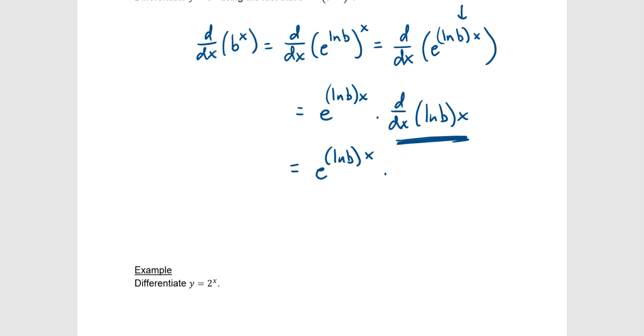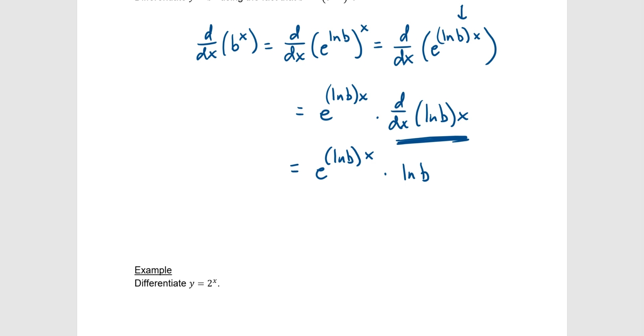So we have e to the ln of b times x times, the derivative of ln of b times x, which is actually easier than it looks. Ln of b is just a number, right? So if we were taking the derivative of 2x, we know the answer is 2. If we were taking the derivative of 3x, we know the answer is 3. So no matter what that constant is, that's going to be the derivative. Ln of b is just the constant, so the derivative of ln of b times x is just ln of b.